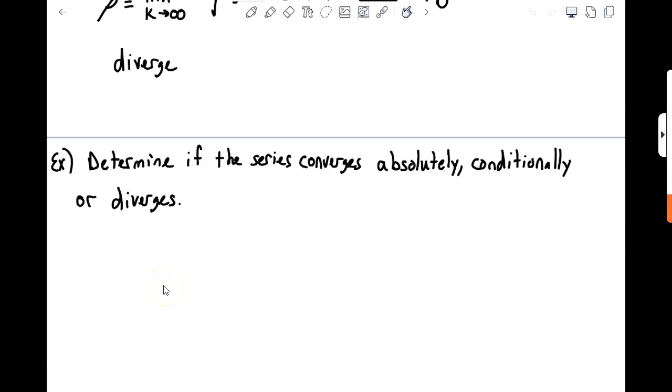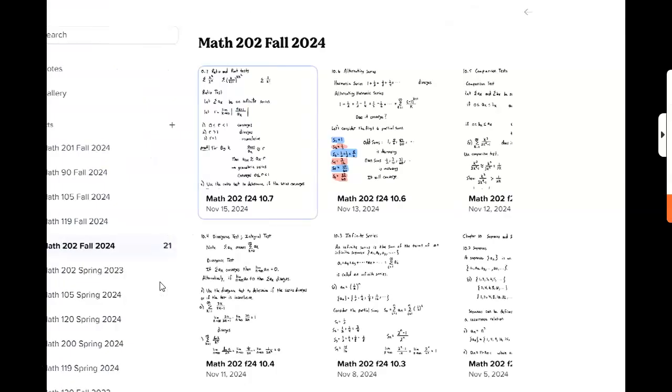All right, so welcome back. So now that we've looked at the root test and the ratio test, we now want to apply them to the idea that we introduced in the previous section, which was that idea of absolute and conditional convergence.